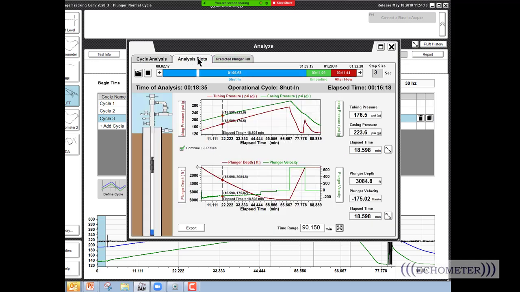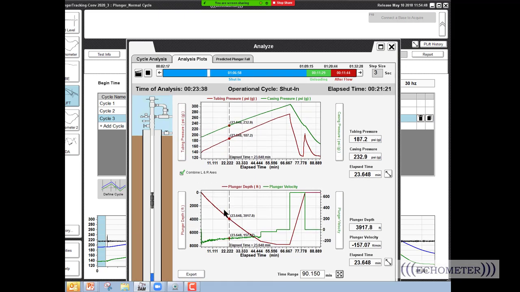And then if I go to the analysis plot, there's the graphs of that same data. These are, you know, not real time. These are calculated from the data that we just acquired on the well. And it shows the plunger falling down the well. And this is pressures. And I can stop this if I want, and slide it to right here, and I can say, okay, right there, the plunger's fallen to the liquid, and it's fallen on average about 8.95 feet per minute.